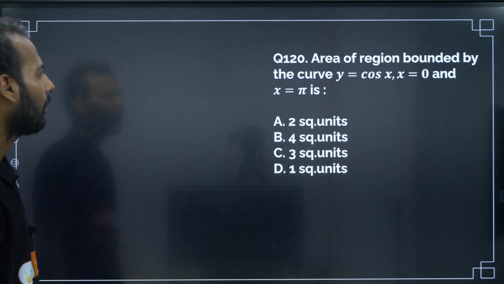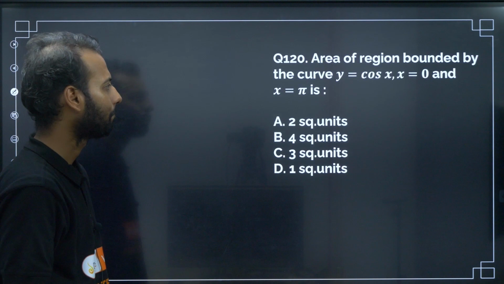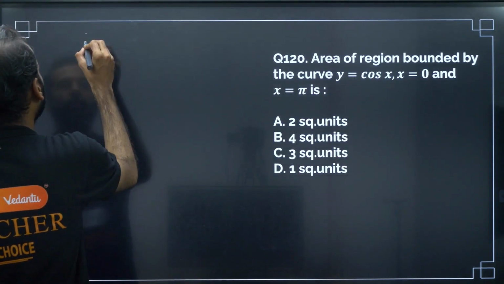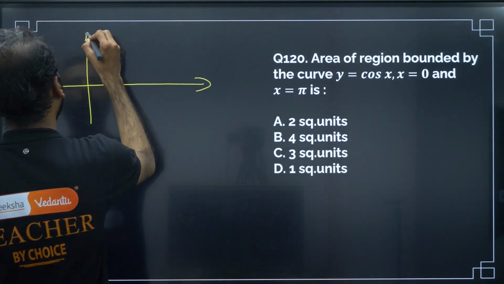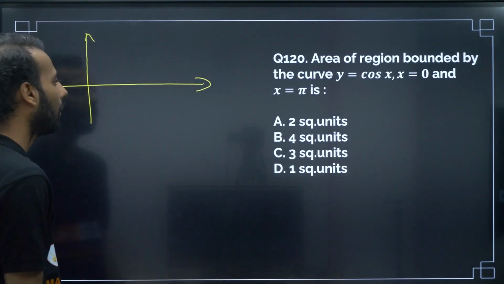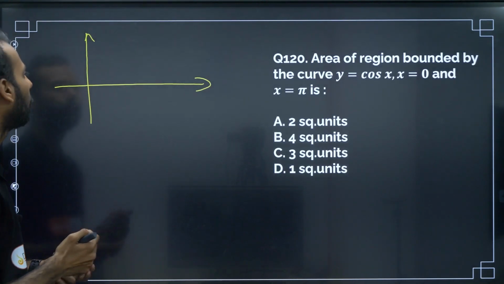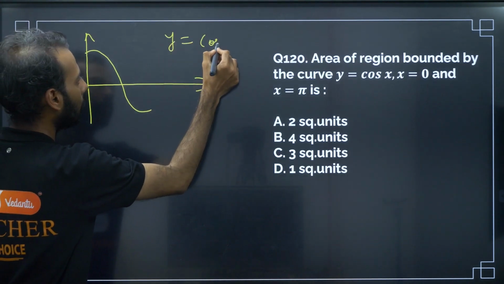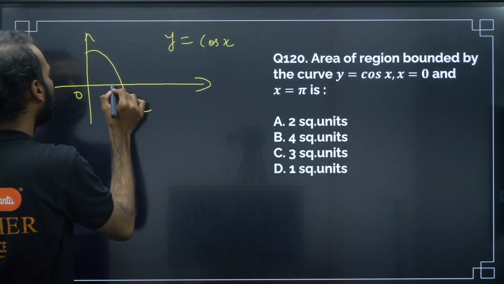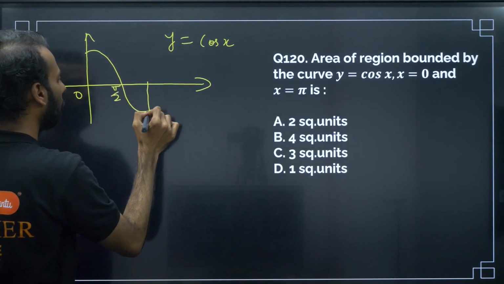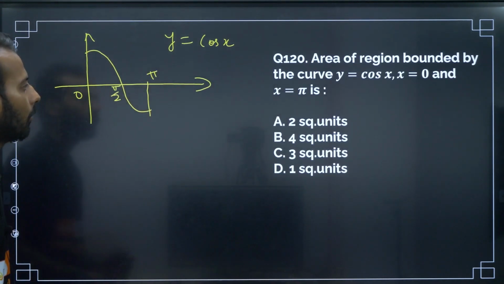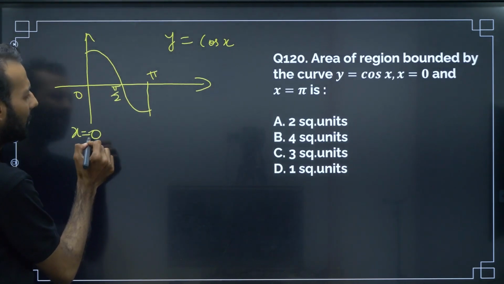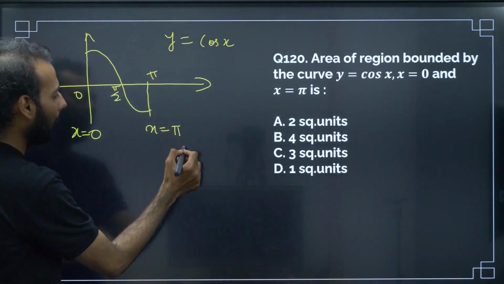Next, the area of region bounded by the curve y is equal to cos x, x equal to 0 and x equal to pi. So this question cos x, first we'll draw a graph so that it will be easier for us to solve this problem. Cos x graph, let me draw it like this. Y is equal to cos x, here 0, pi by 2, pi. Bounded by the curve y is equal to cos x, x is equal to 0. So x is equal to 0 is here, x is equal to pi is here.